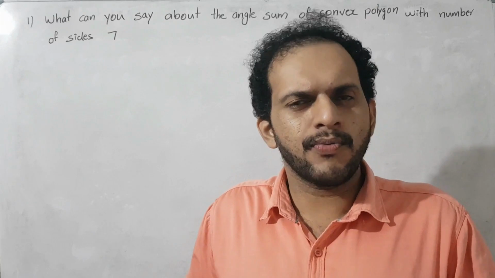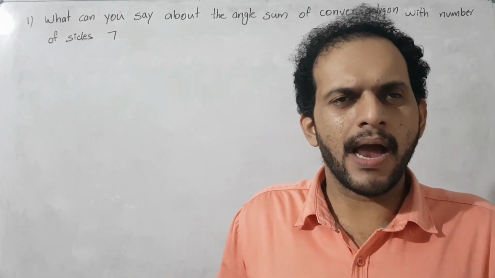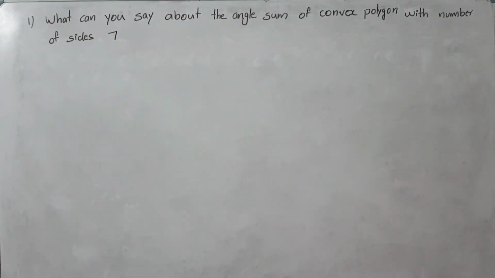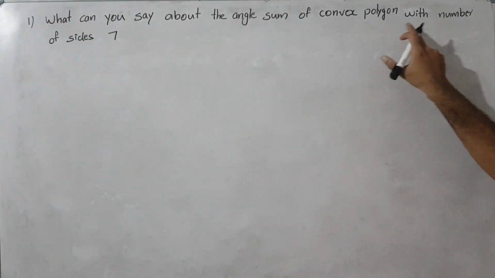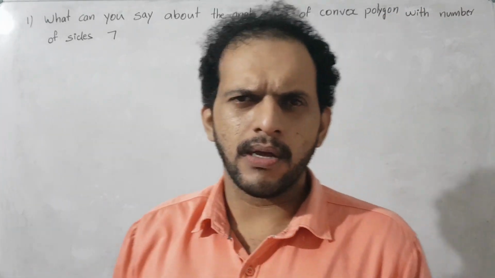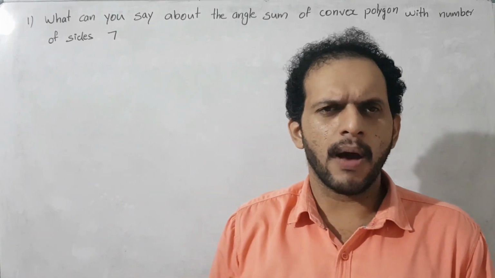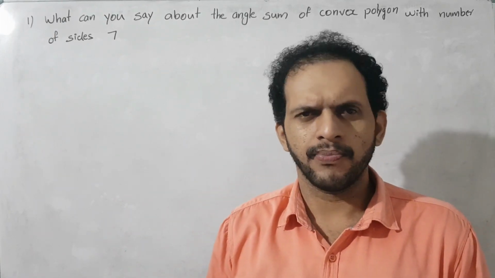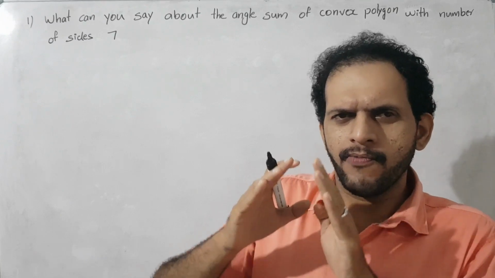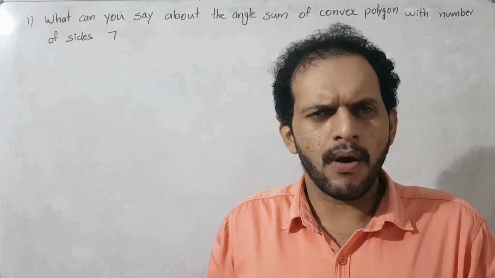So next, we apply these ideas. The application of the idea. The first question is like this. What can you say about the angle sum of a convex polygon with the number of sides 7? The question is direct. Here we need to find the angle sum of a polygon with 7 sides. Then we know the idea now. If we get the number of sides, how do we find the angle sum of the polygon?